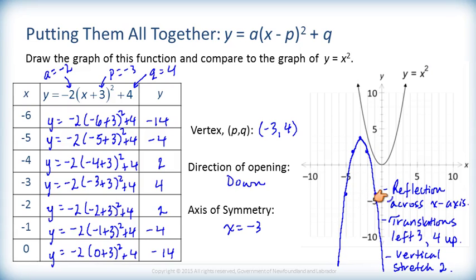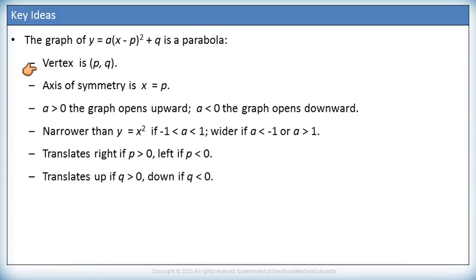So to summarize, we have a reflection across the x-axis, translations left 3, 4 up, and a vertical stretch of 2. To conclude, our vertex is located at p, q, and the axis of symmetry is x equals p. The value of a affects the direction of opening. If it's positive, it opens up, negative opens down. It also affects the width, and the values of p and q are translations.